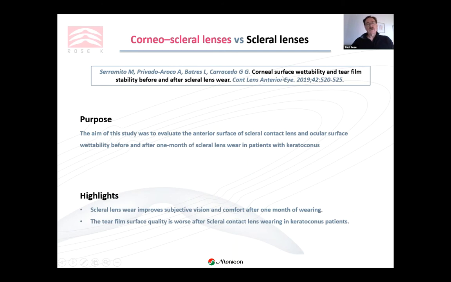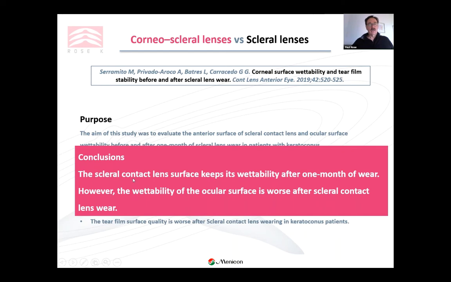Another study here looked at corneal surface wettability and lens wettability. In this study, the aim was to evaluate the anterior surface of the scleral lens wear and ocular surface after 1 month of scleral wear in patients with keratoconus. What were their conclusions? Scleral contact lens wear surface keeps its wettability after 1 month of wear, which is not surprising. However, the wettability of the ocular surface, or the cornea, is worse after scleral contact lens wear after a month. So that was another thing, that scleral lens wear does affect the wettability of the cornea.